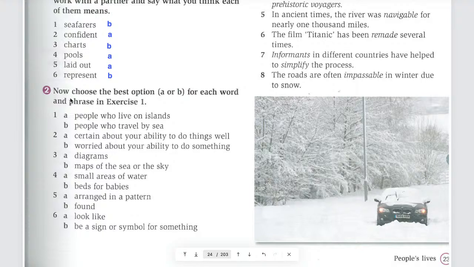Go on. Certain about your ability means be sure about your ability. You are very sure about your ability to do things well. Go on. Fast, really fast.